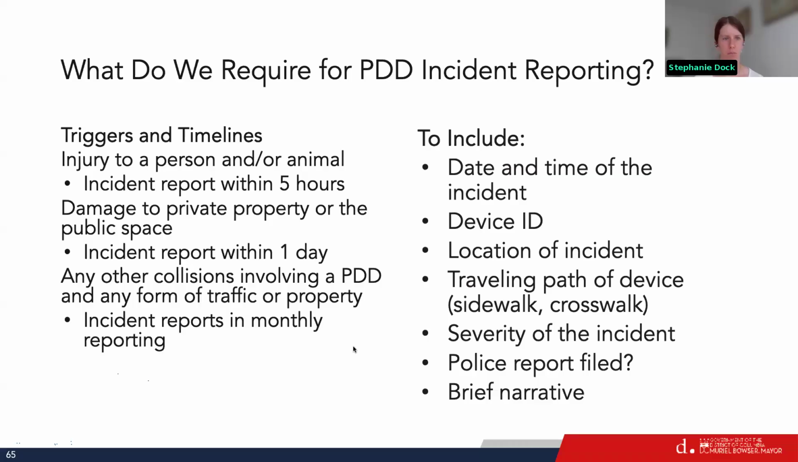Those may adjust once we update the regulations a little bit, but essentially very fast turnaround if there's injury to a person or an animal, within a day. If there's some sort of issue in the public space or private, you actually damage someone else's private property, and then any other collisions have to get reported at some point. Found a gap in my terms, so fixing that next round. But basically, they have to tell us very similar things to what we got from the AVs: date and time, which device was involved, the location, where they were traveling at the time, severity, whether they filed a police report, and any sort of brief narrative.